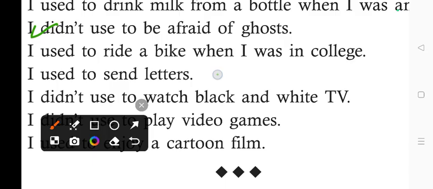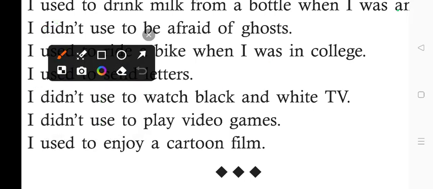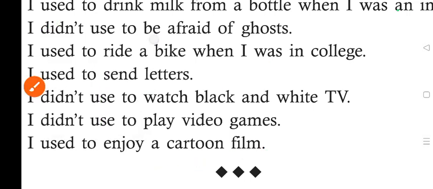I used to send letters. I did not used to watch black and white TV. Next one, I did not used to play video games. I used to enjoy a cartoon film. So you can do it like that.